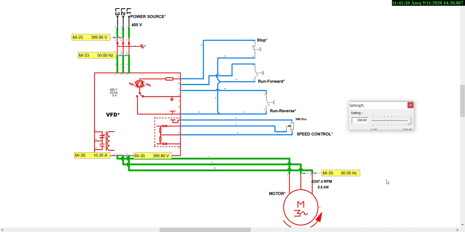So this is a simple illustration of how variable frequency drives work, or variable speed drives, or inverters, or drives, depending on what we're calling them.